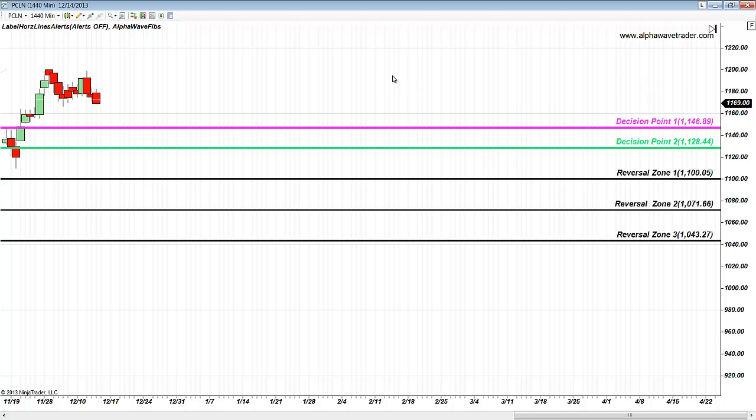1146.89. All right. If you know Alpha Wave Trader rules, this is your first target. On the daily chart, you're already short from the 1200 area. This is where price will show you if the trend will continue further down. This is the first target on the short from 1200.